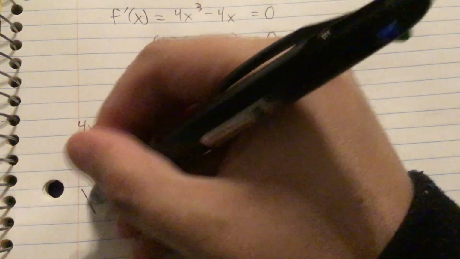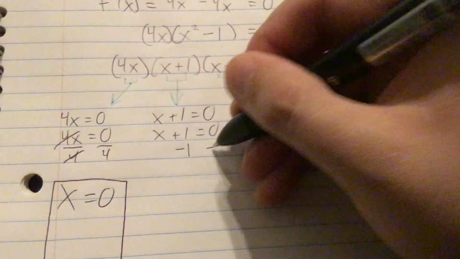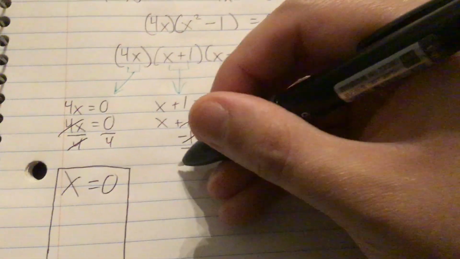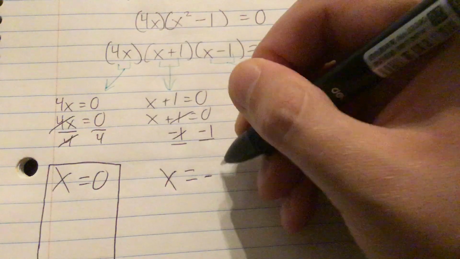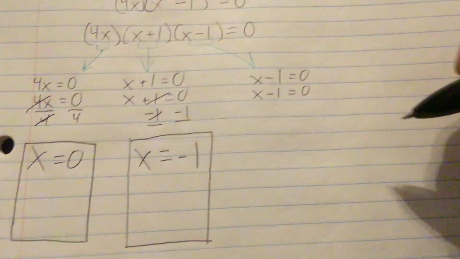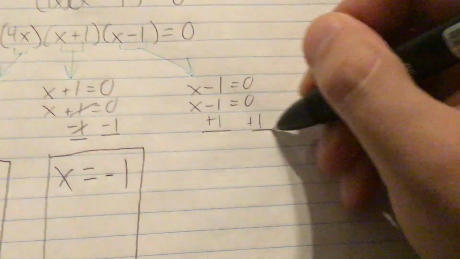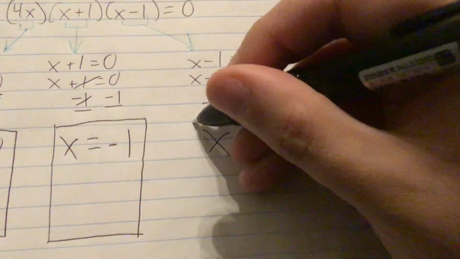So then let's take a look at the leftmost part. 4x is equal to 0. Well, 4 times what is 0? Even if I divide both sides by 4, 0 divided by 4 is equal to 0. So I'm going to leave space to say whether it's a local min or a local max. Then x plus 1 is equal to 0. I'm going to subtract 1 from both sides, leaving me with my other critical point, x equals negative 1. And then over here, I'm going to add 1 on both sides, and that gets me x equals positive 1.